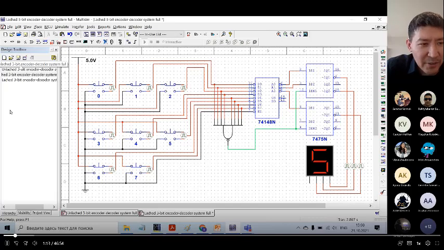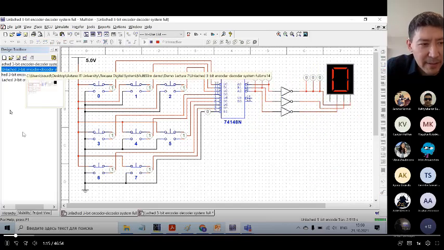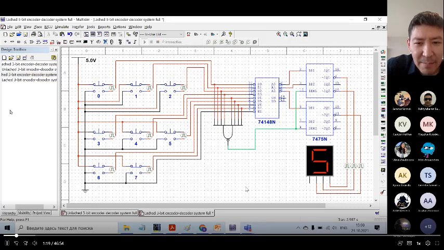You can see it is similar to this one, but here I added some AND gates. You can see 8-input AND gates, and I also added 2 integrated circuits. You can see here 7475. This is called a latch. In this lecture we'll study it.